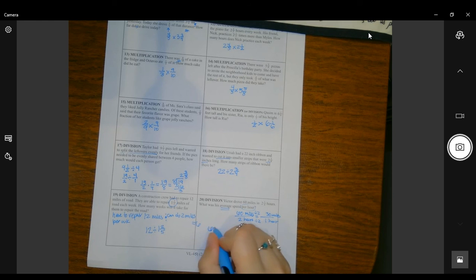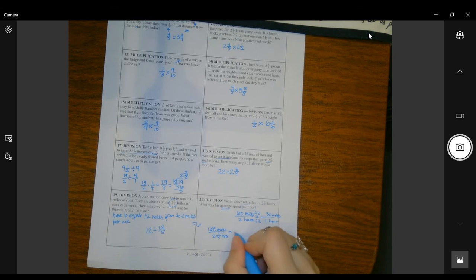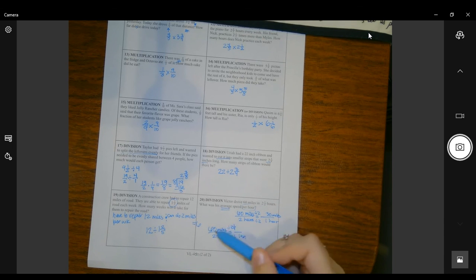So this was 60 miles in 2 1/4 hours. Well, you want to know how far can you go in 1 hour then? Well, how do you go from 2 1/4 to 1? You would divide it by 2 1/4. And whatever you do to the bottom, you got to do to the top. Okay? So then do 60 divided by 2 1/4, and that's going to give you your answer.